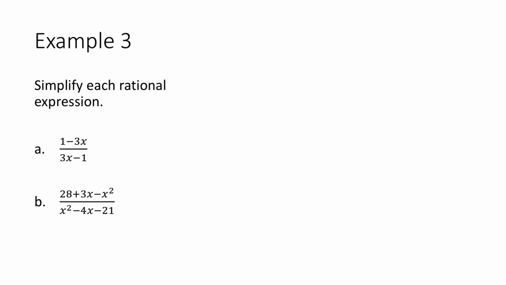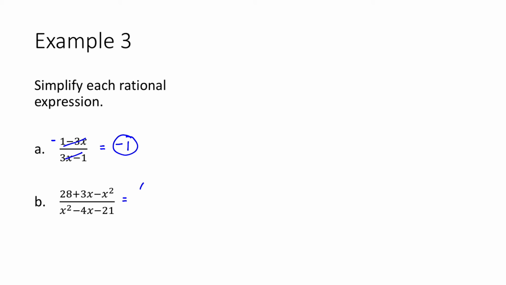All right, more examples. Here we want to simplify each rational expression. In A, I have 1 minus 3x over 3x minus 1. Again, these are the same factor. They're just opposite in sign. So these just cancel out with each other and make a negative. So my final answer is just negative 1. That's a pretty quick one.